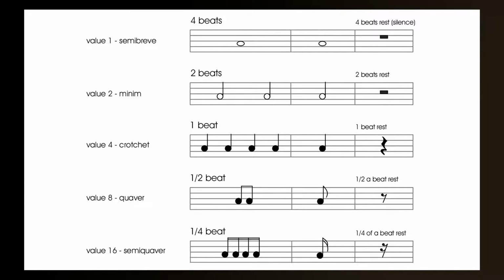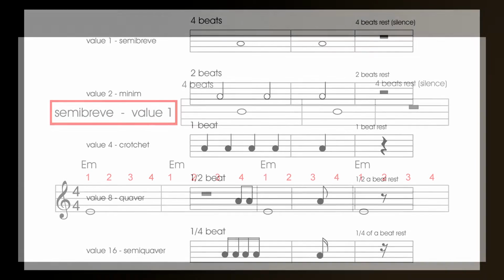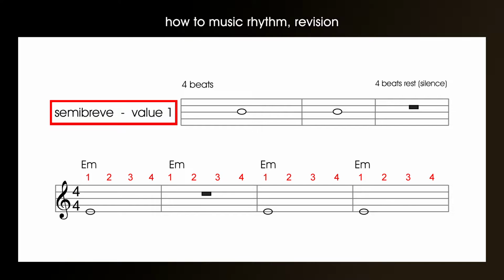Before we start looking at the dotted values, let's just revise all the other values we've learnt in this course, because it's going to be essential. The first note value we looked at was the semibreve. The semibreve lasted for 4 beats and the rest the same 4 beats. And its value was 1.